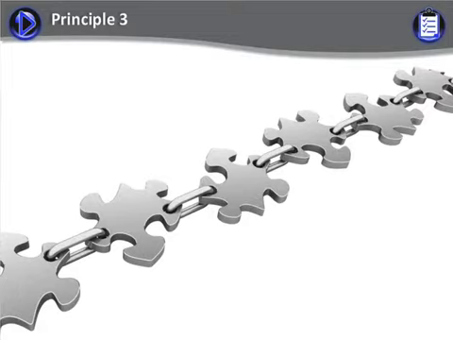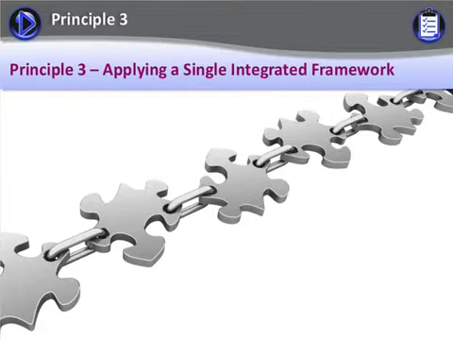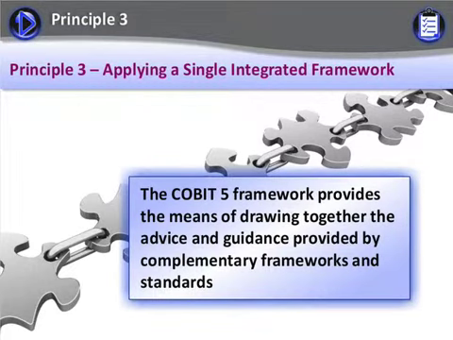Now we'll look at Principle 3, applying a single integrated framework. The COBIT 5 framework provides the means of drawing together the advice and guidance provided by complementary frameworks and standards.